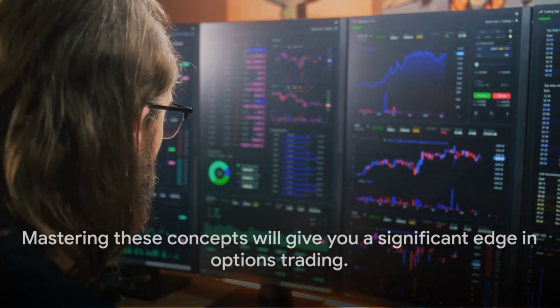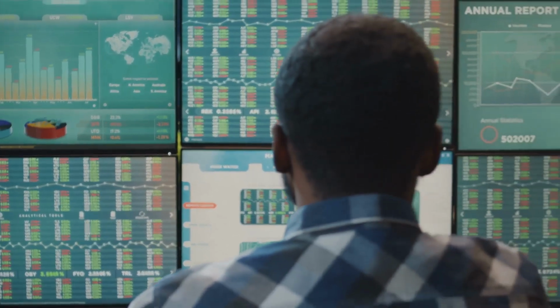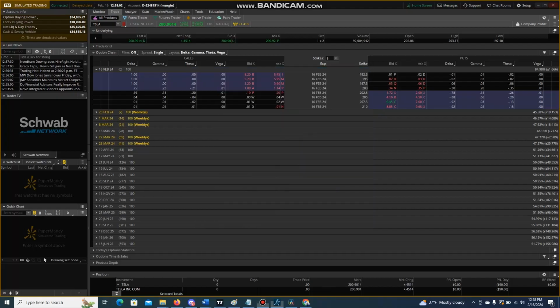Understanding these concepts will give you a significant edge in the world of options trading. So keep these Greeks in your trading toolkit and use them wisely.